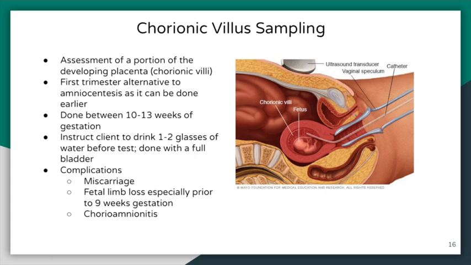In the picture, you'll see on the top here, we have the ultrasound transducer there. And so she'd be up in the stirrups, and there's a speculum. That's what this silver guy is. And then they're going to put this catheter in. It looks kind of like a boba straw, for lack of a better term. And they're going to stick the grabbers through the little straw and grab a piece of placenta and send that off to the lab.